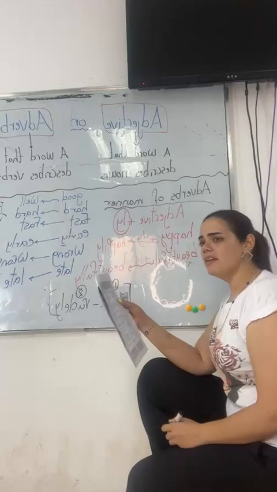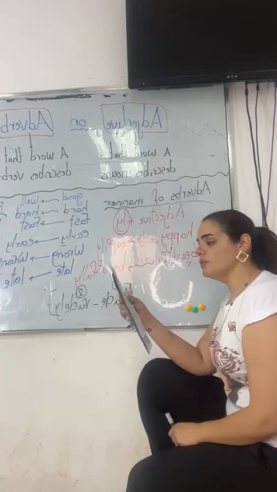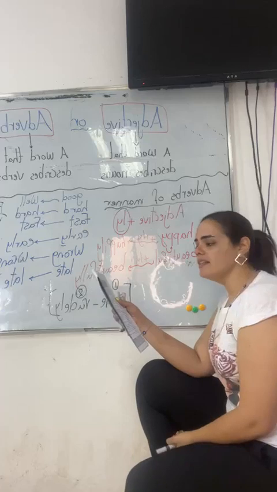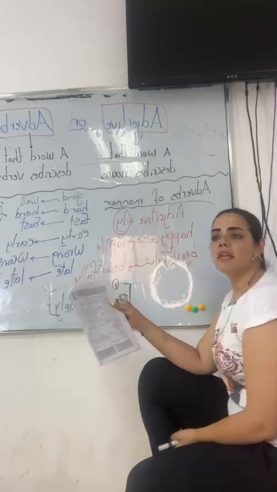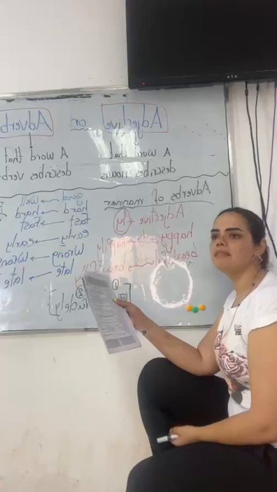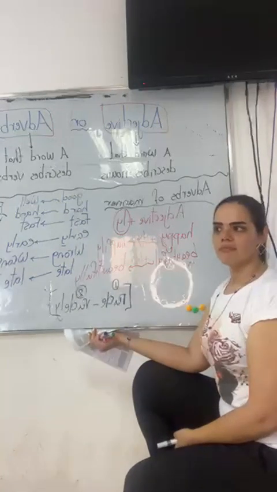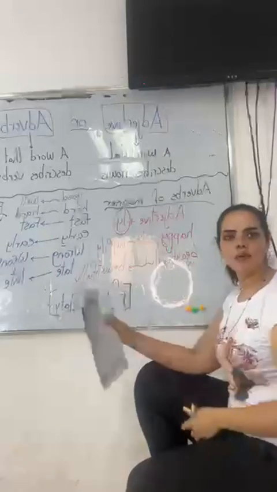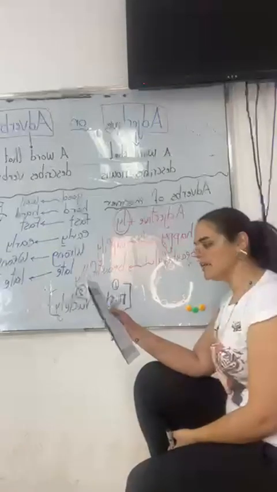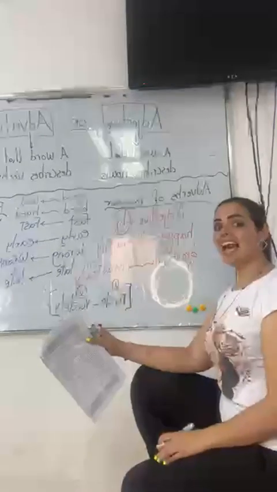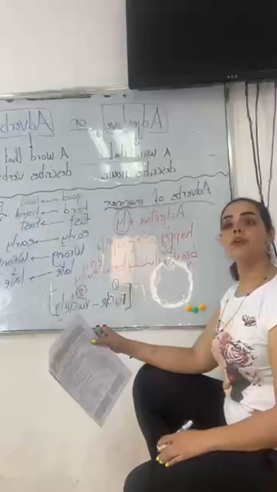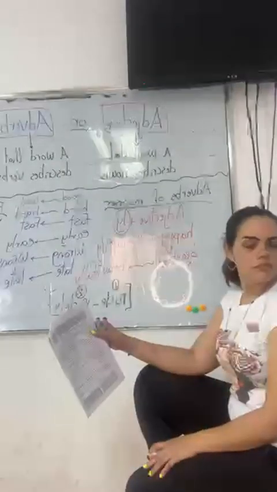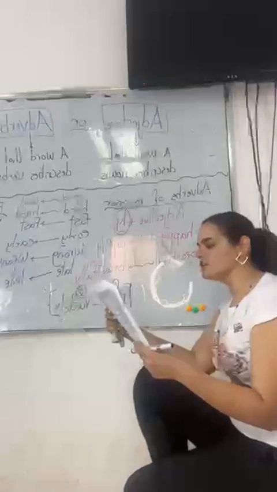Ahmed, number six: he walks quick or quickly? Quickly, bravo. Because I describe how he walks, so we use an adverb. The first answer is going to be quickly. The second answer: he is a walker. Quick, bravo. He is a quick walker. The verb is walks.